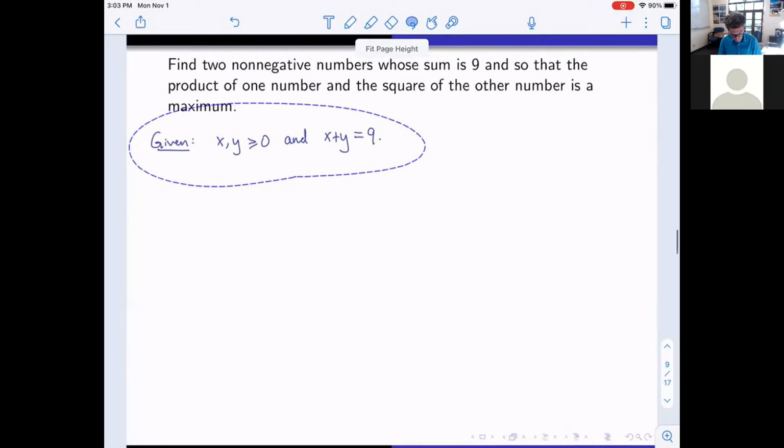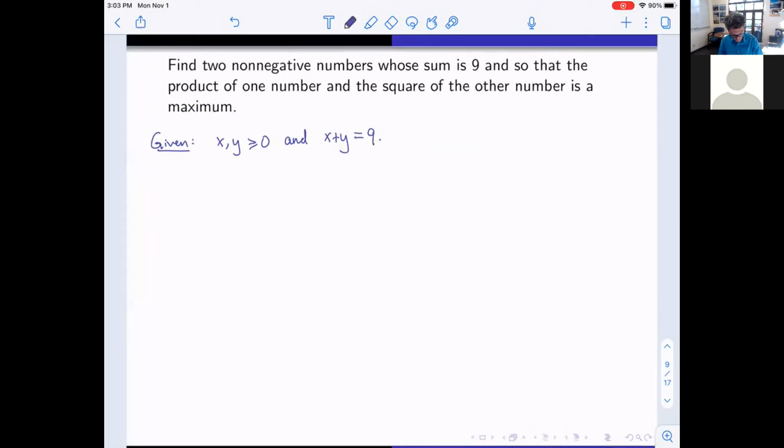So I guess we can get rid of all this because we've now summarized it here. And then what we want to do, I'm going to write this as a different line. I'm going to say that we want the product of one number and the square of the other number to be maximum. I'll say maximal, or in other words, as big as possible. And what is it we want to be bigger? Well, we want x times y squared, the first number times the square of the other number. We want that to be as big as possible.